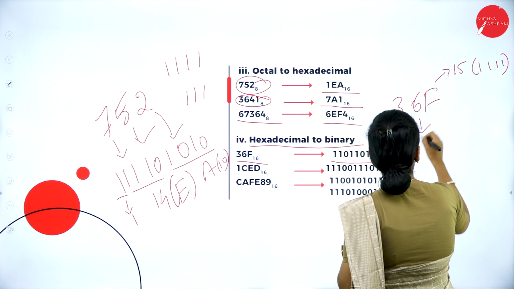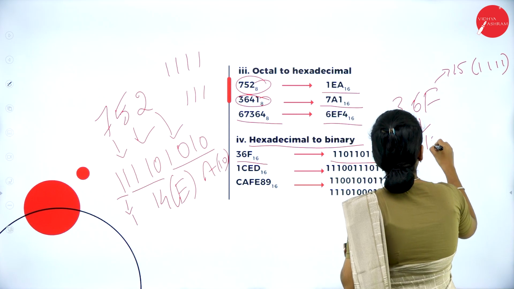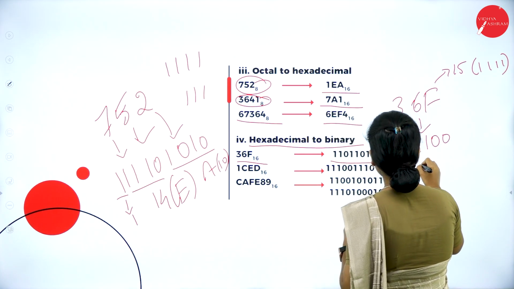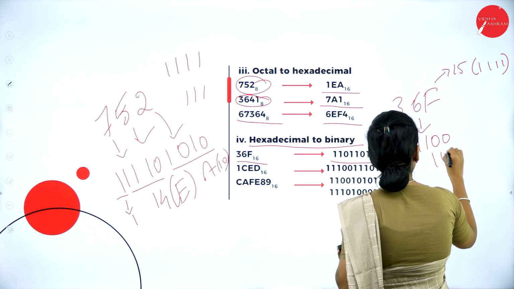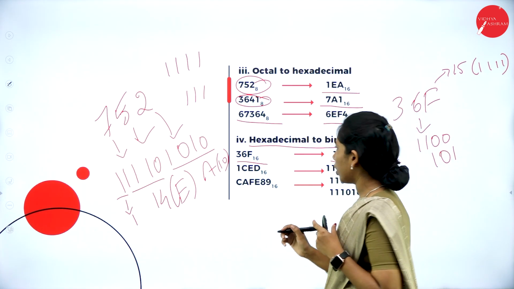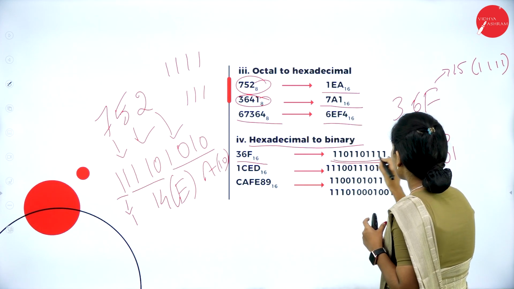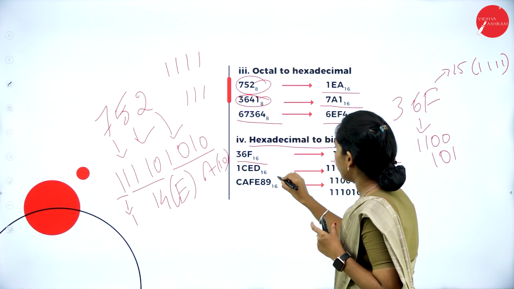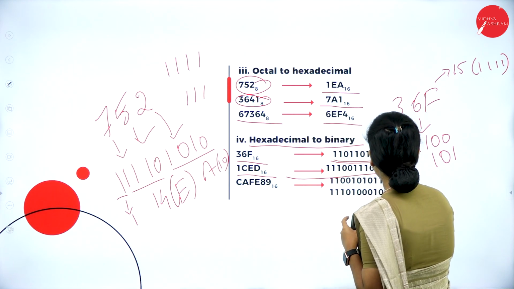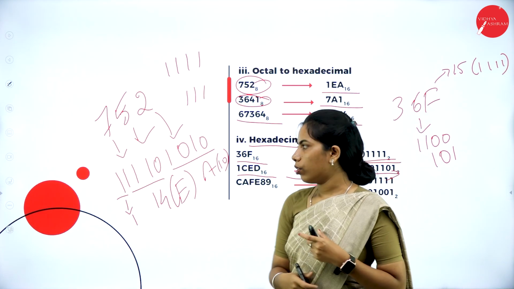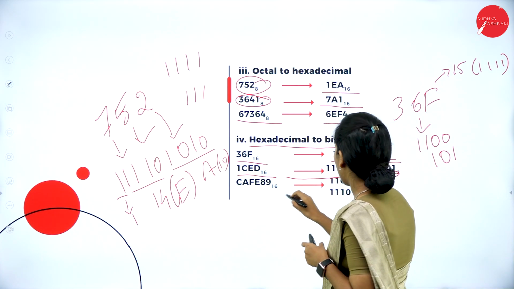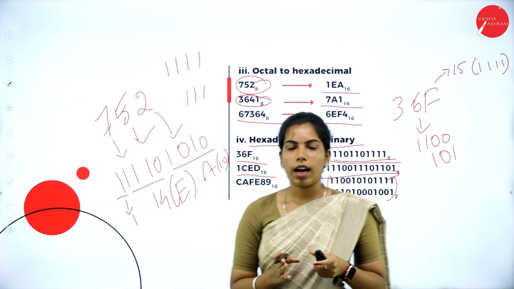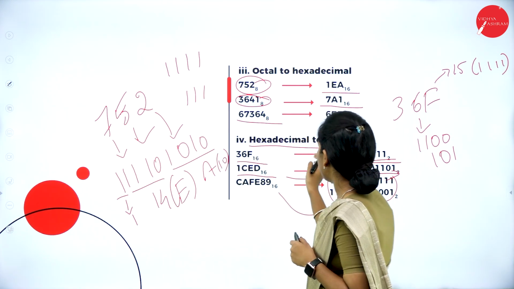So 6 I can write as 1100. And 3 I can write as 11. This is how you have to convert. And again 1CED could be converted into binary value. And lastly CAFE89 you have to convert as well. This is how you convert from hexadecimal to binary.